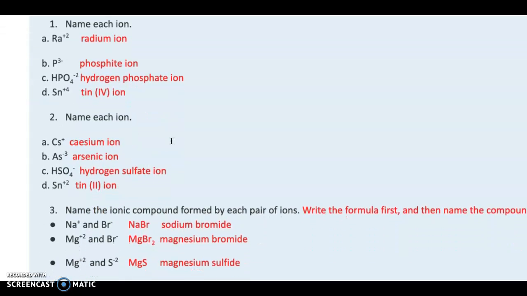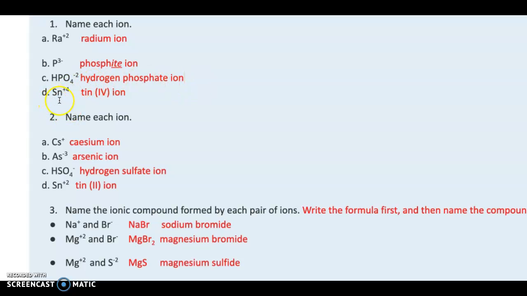Next one. Name each ion. This is not too bad because for metals, it's usually the name of the element when you add ion. So radium ion. For non-metals, it's not phosphorus ion, it's phosphide ion. You change the ending of it. For this particular one, it is hydrogen. You know what hydrogen is. And this part is called phosphate ion. Something you need to memorize.